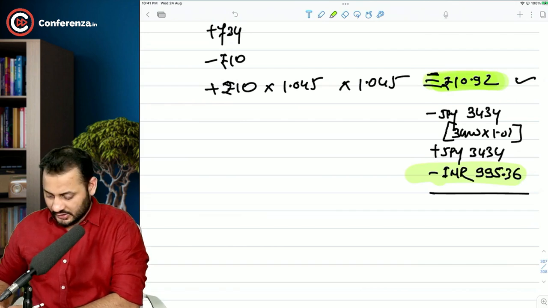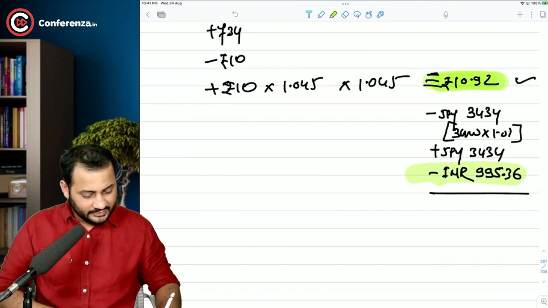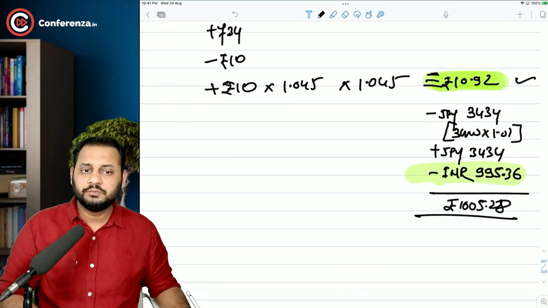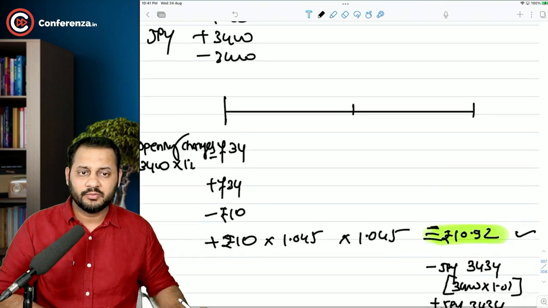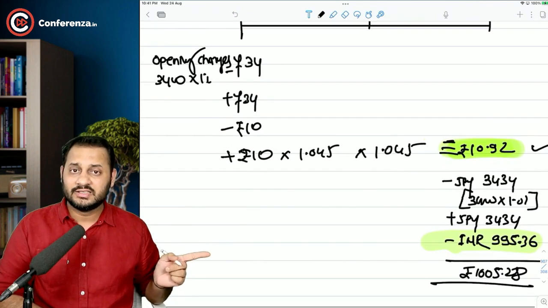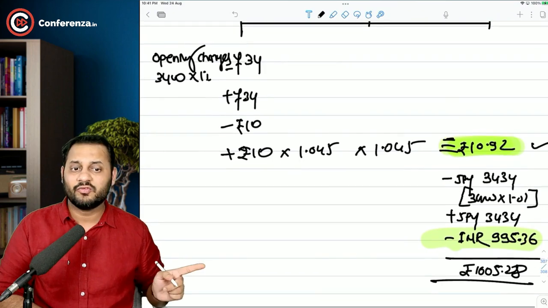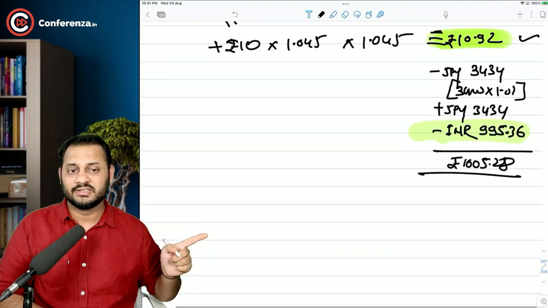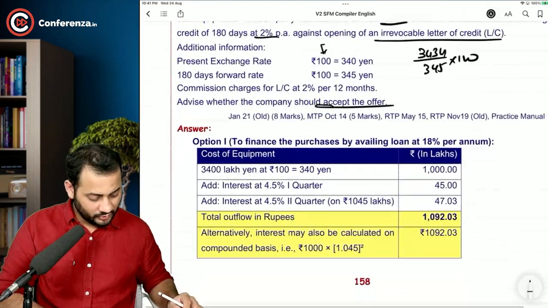994.36 plus 10.92. You can clearly see that the total outflow under this option is 1005.28. That's it. So which option is preferable? Sir, this option is preferable, opening the LC with Osaka branch, because the net outflow in this case is less. In this case it was 1092. In this case it is only 1005. Have a look at the answer.